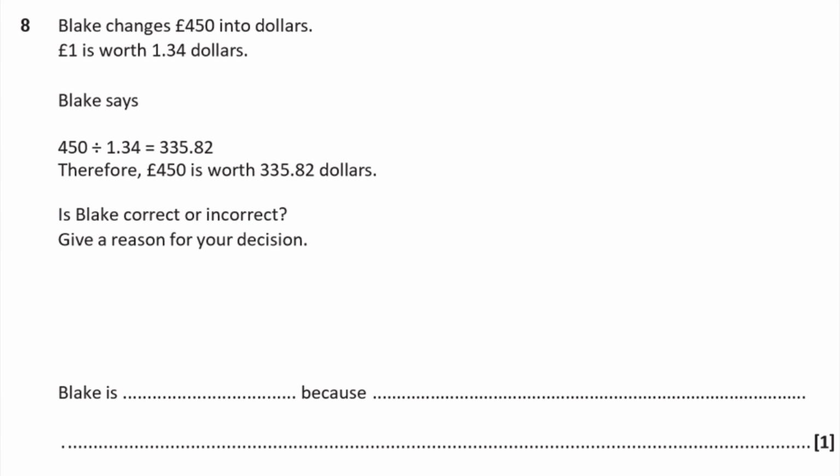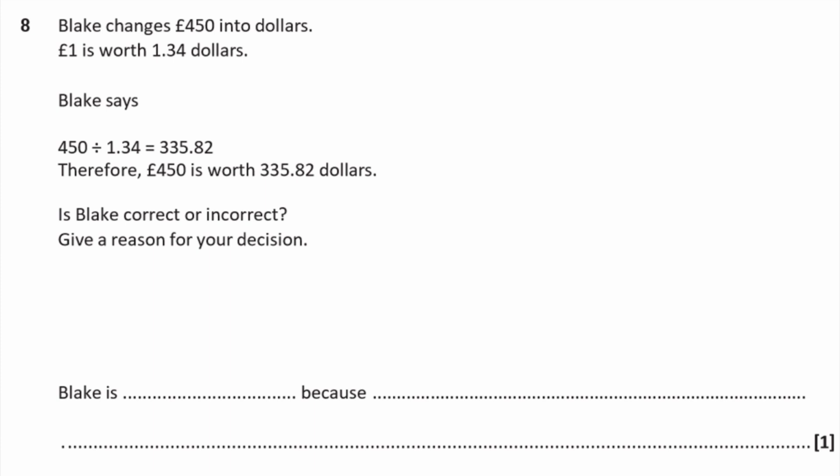£1 is worth $1.34. Blake says 450 divided by $1.34 is 335.82. Therefore, £450 is worth $335.82. Is Blake correct or incorrect? Give a reason for your decision.